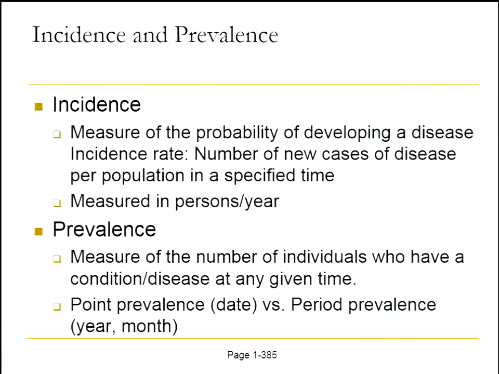Prevalence, on the other hand, is the number of individuals who have a condition or a disease at any given time. A couple of related points are point prevalence, so the number of individuals who have a disease today, and period prevalence, the number of individuals who have the disease in a year or in a month. So incidence and prevalence, two somewhat related concepts that are often confused. Again, that are something that I would highly recommend that you look at again.